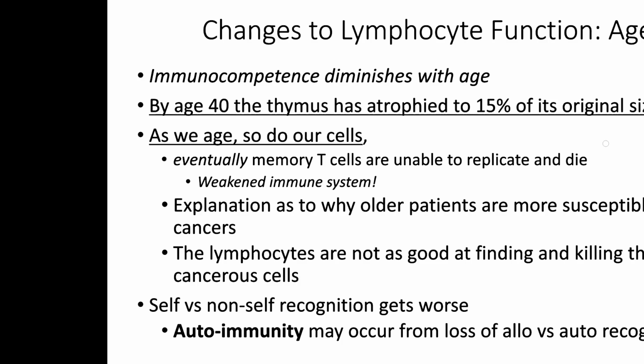Also, older people are much more prone to developing autoimmune disorders. Your body's ability to recognize antigens associated with self versus non-self gets worse. And when that happens, your body might be incorrectly inclined to attack anything that would normally be considered self. And that's where a lot of these autoimmune disorders occur.